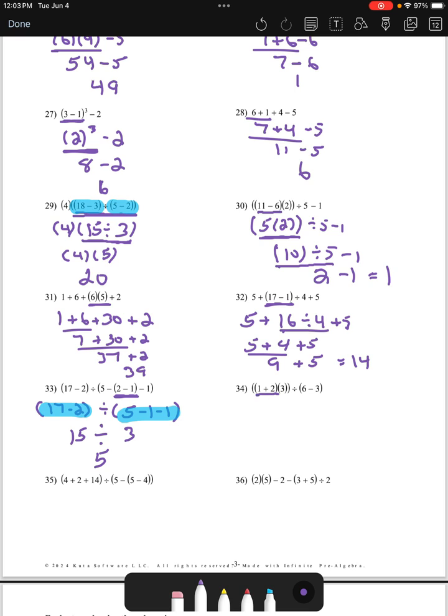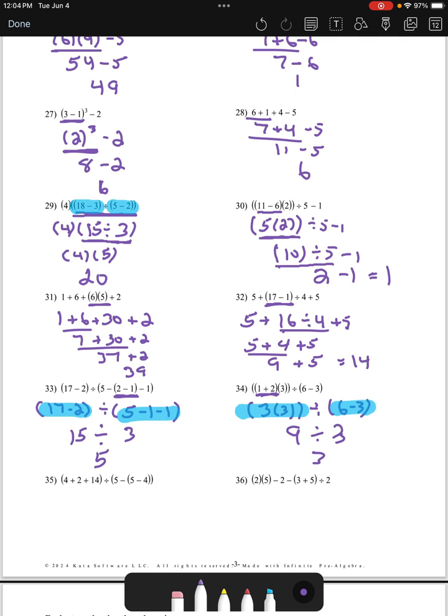Again, in 34, we do have these nested parentheses where there's a 1 plus 2 in parentheses, in other parentheses. So 1 plus 2 is 3. And as in the previous example, we have two expressions in parentheses separated by a division symbol. So we can keep that division symbol and deal with each side individually and then do the division. 3 times 3 on the left side is 9. On the right side, 6 minus 3 is 3. And 9 divided by 3 is 3.